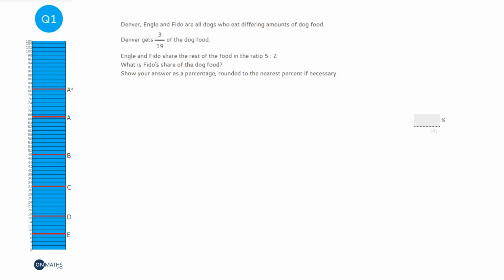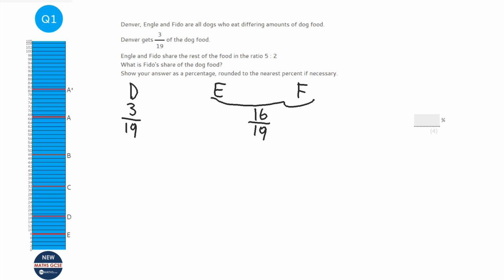Okay, so this is quite a tricky question because it mixes fractions and ratios together, but we've got to be comfortable with that. So I'd first of all just show the information so that I can get my head around it. So we've got Denver, who as a fraction has 3/19 of the food. And so that leaves how much? Well, we've got a calculator, so we could just do 1 take away 3/19 on the calculator, but we know that that's going to be 16/19. So we can kind of ignore Denver now because we used Denver's fraction of the food to work out Engel's and Fido's combined.